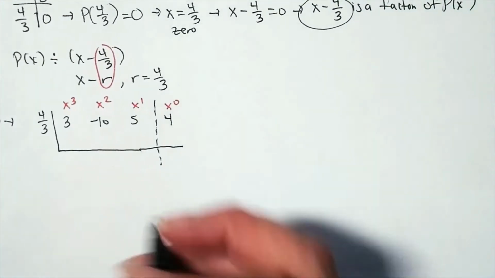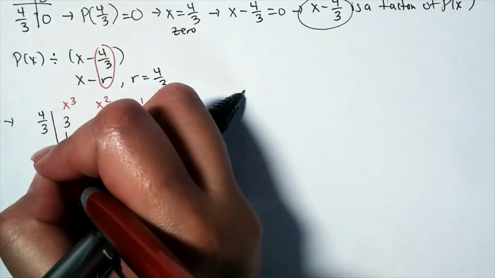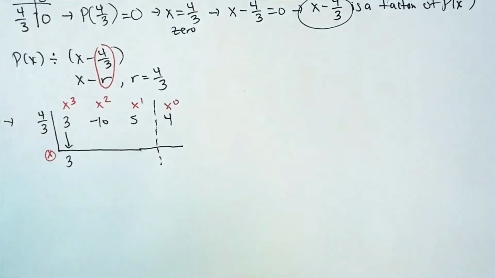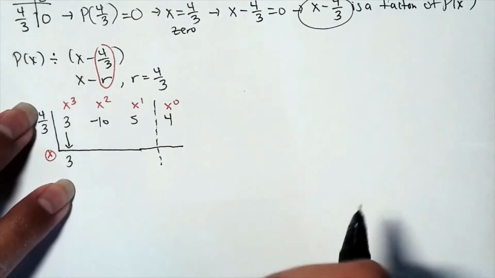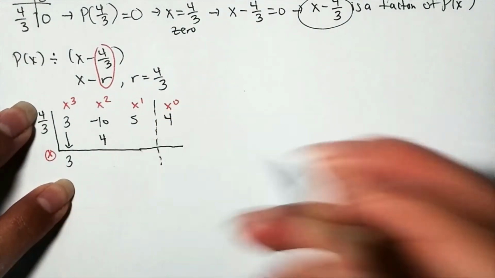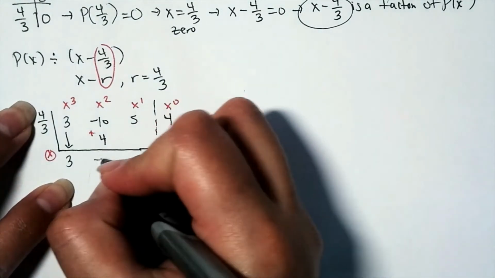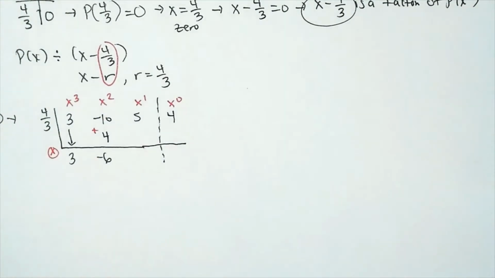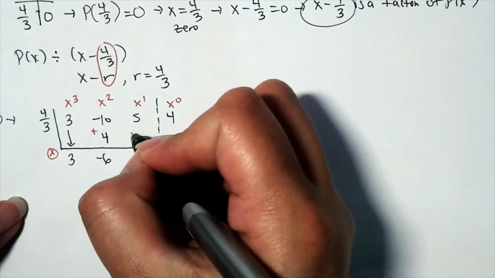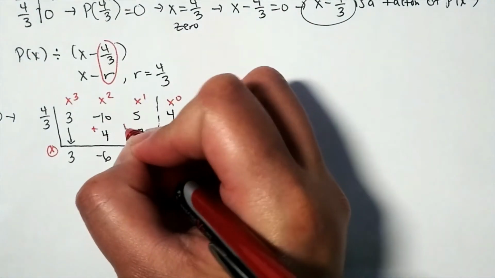Okay, so for synthetic division, we're going to bring down the first number and then we're going to multiply and add all the way. The product of 3 and 4/3 will give us 4. When we take our time, the sum will give us -6. Next, the product of -6 and 4/3 is -8. And that sum will give us -3.